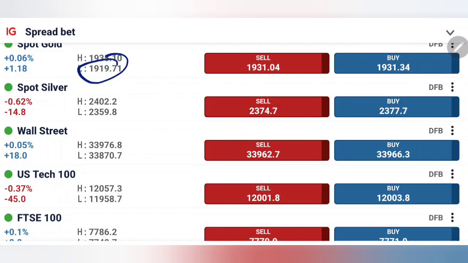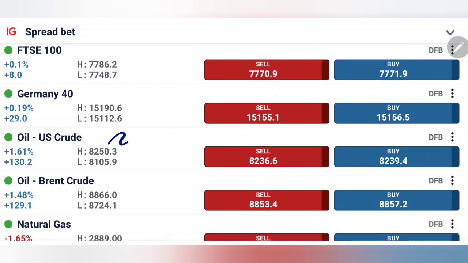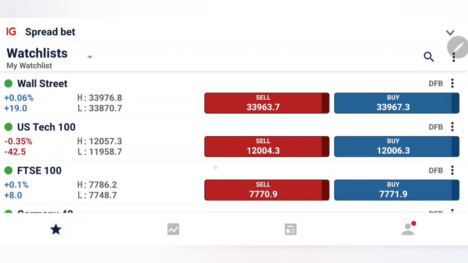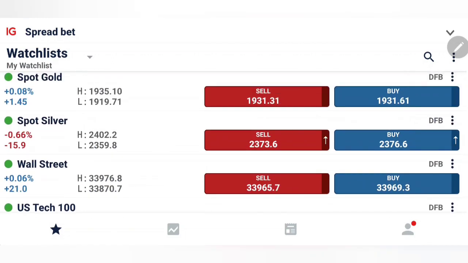Gold, respecting the support levels at 1920, has bounced back since then and is now trading at 1931. Likewise, US crude has reached 82.5. So what to expect next in the US session? Is it going to rise more, or can we see a drop? Which position should you take in order to profit? We will see with the help of charts and indicators. First we'll look into gold, followed by crude oil.